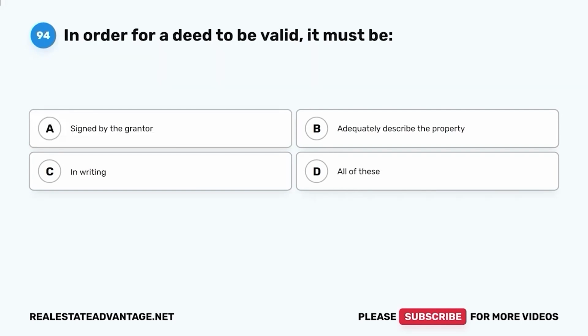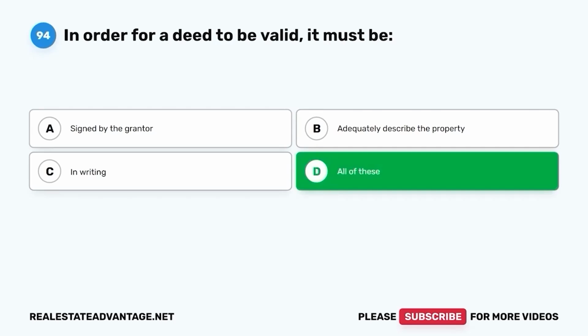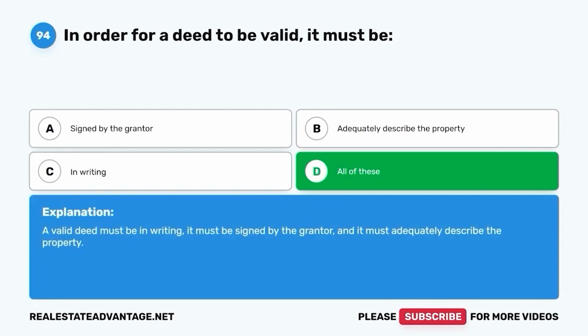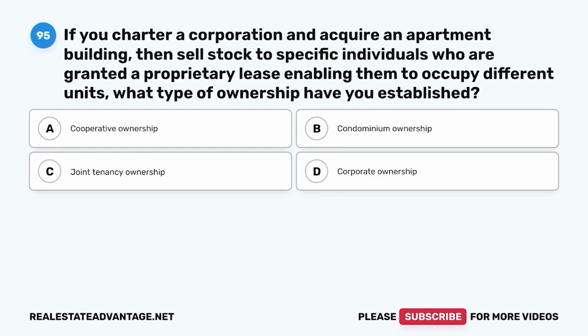Question 94. In order for a deed to be valid, it must be A. Signed by the grantor, B. Adequately describe the property, C. In writing, D. All of these. The correct answer is D. All of these. A valid deed must be in writing, it must be signed by the grantor, and it must adequately describe the property.